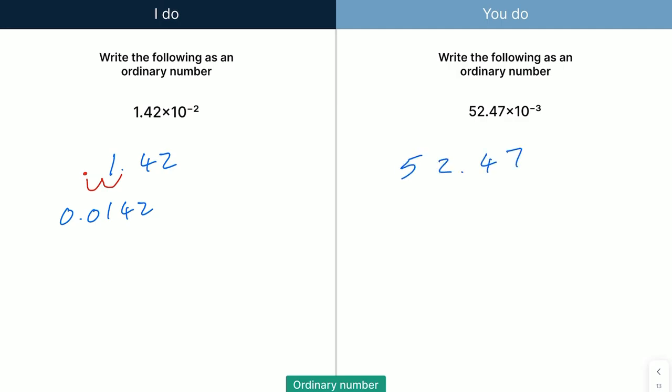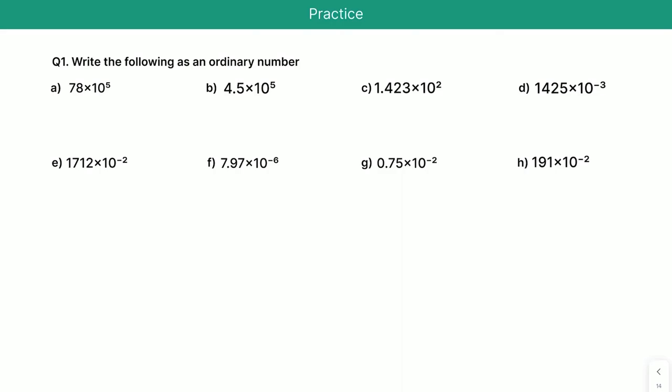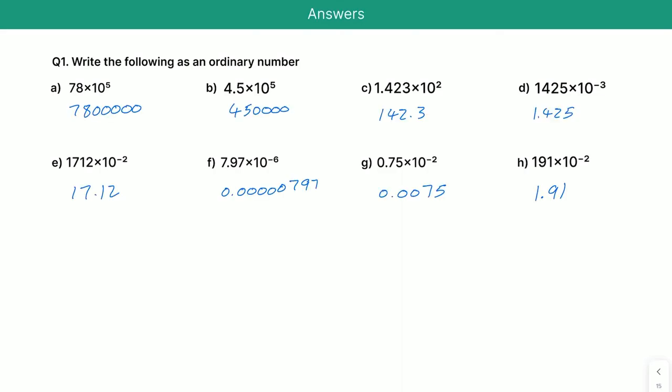And again, on the right, we have 52.47. And we are hopping 3 times. So that's 1, 2, 3. So the decimal ends up here. And we can write the final answer as 0.05247. So here are some practice questions. Press pause and have a go. Here are the answers. Mark your work.